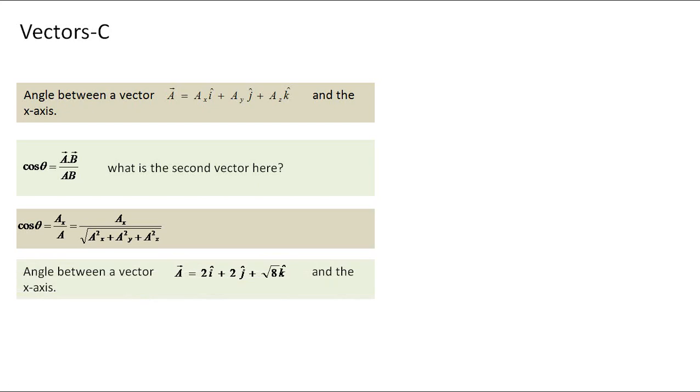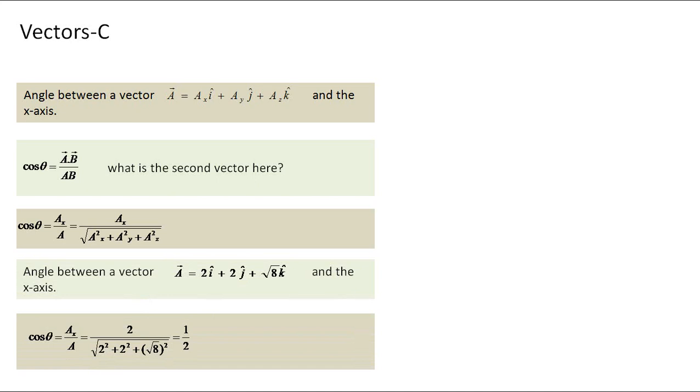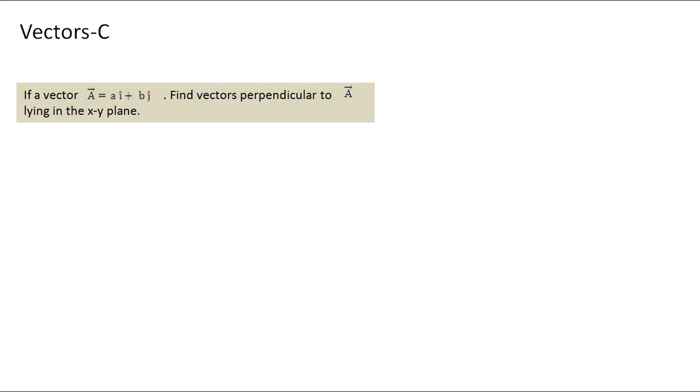So let's take an example with the numbers. If this is a vector given and we need to find the angle it makes with the x-axis, simple substitution, and we find cos theta is equal to 1 by 2, or theta is equal to 60 degrees. So finding the angle between a vector and any of the three axes is quite straightforward. Simple.